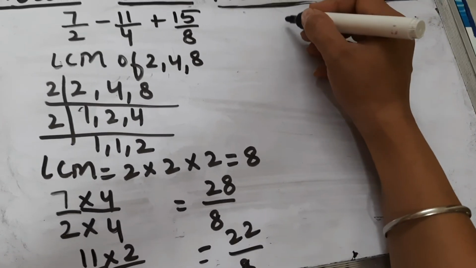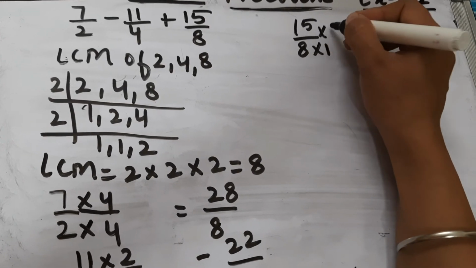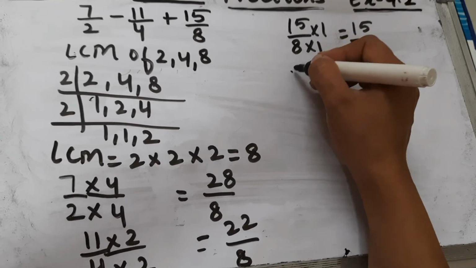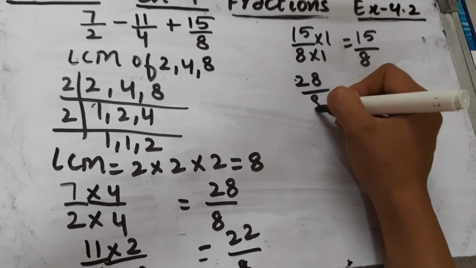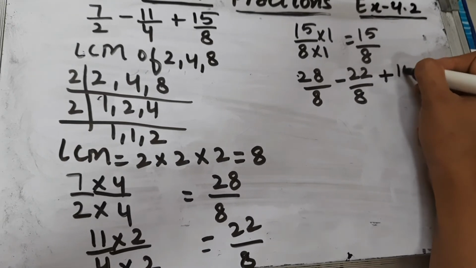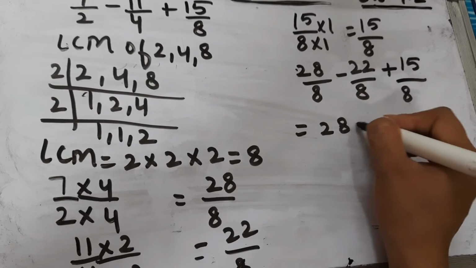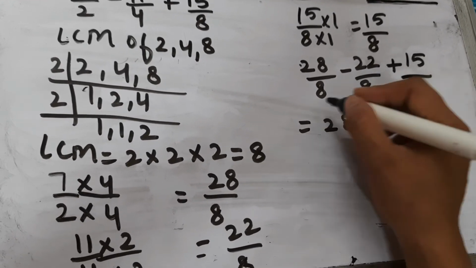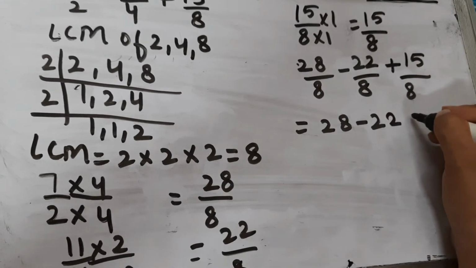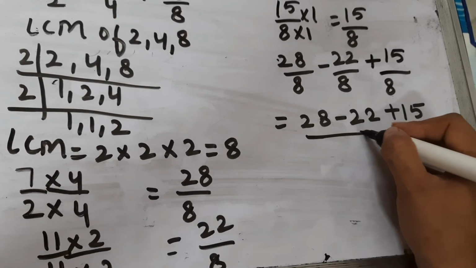And 15/8 is already having 8 in the denominator. So multiply it by 1 only. Okay, so this will be 15/8. Now our question has become 28/8 minus 22/8 plus 15/8. So this will be 28 minus 22. Now denominators are same. So we will solve only the numerators. So 28 minus 22 plus 15 upon 8.